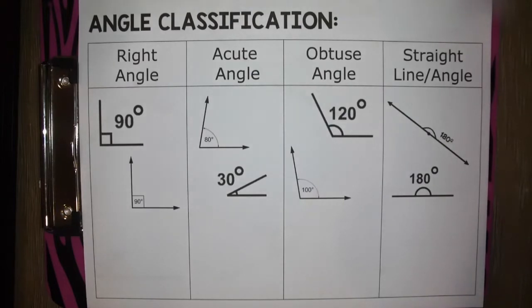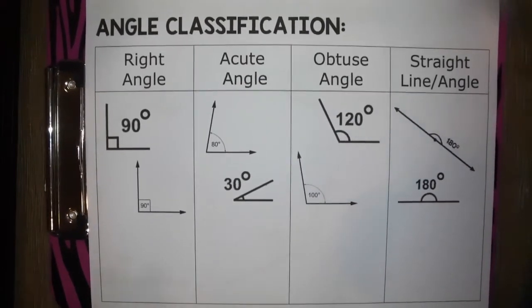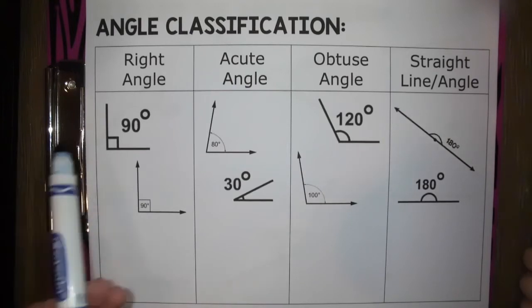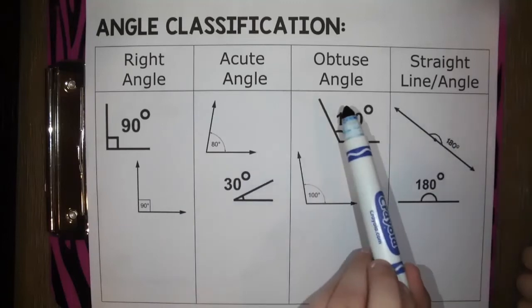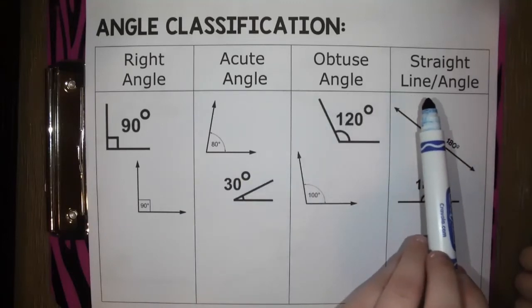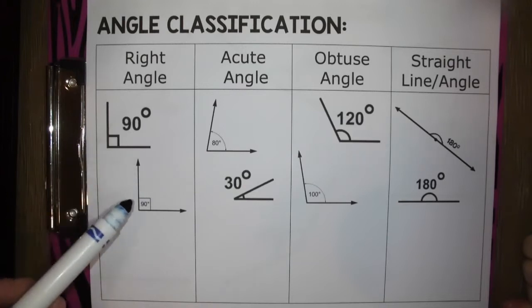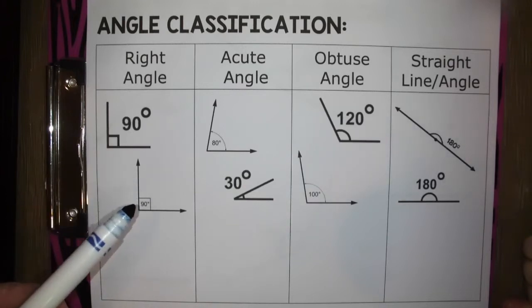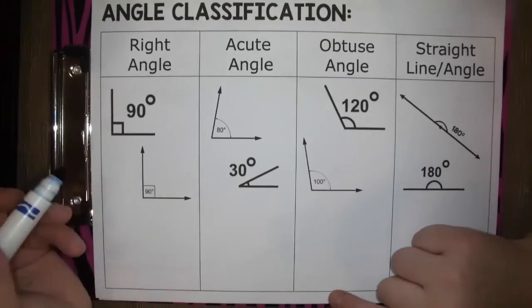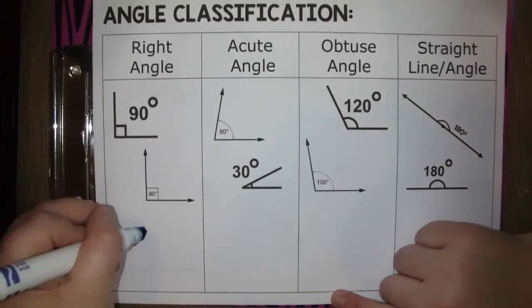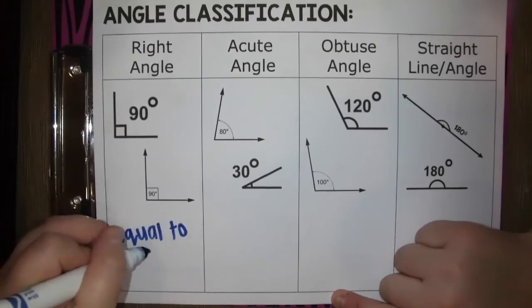So, angle classification. There are some rules associated with how and why we can name angles what we name them. First off, we have 4 different names that we use to call different sized angles: right angle, acute angle, obtuse angle, and then straight lines or straight angles. We determine what we name an angle based on its measurement. Looking at right angles, clearly both of these angles have 90-degree measures, because in order to name something a right angle, its measure has to be equal to 90 degrees.